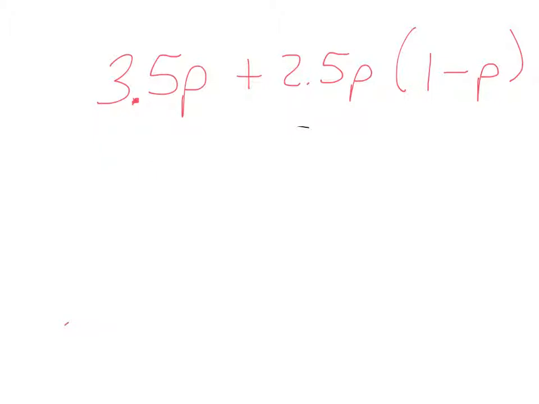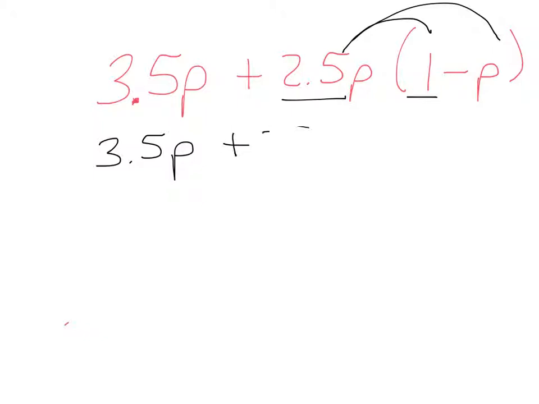Alright, here we go. Now, in this case right here, I'm going to distribute this first. So I'm going to write down my 3.5p because I'm not doing anything with it yet. Now the first thing I'm going to do is 2.5p times 1. Well, that's just going to be plus 2.5p.